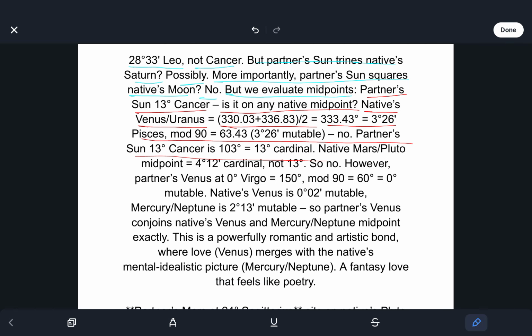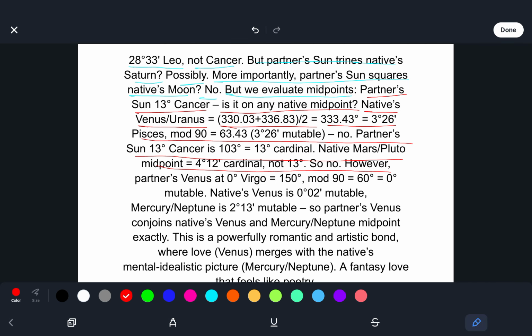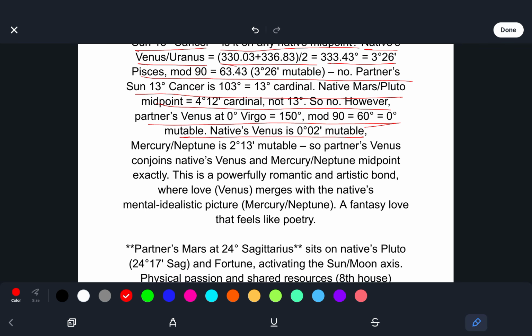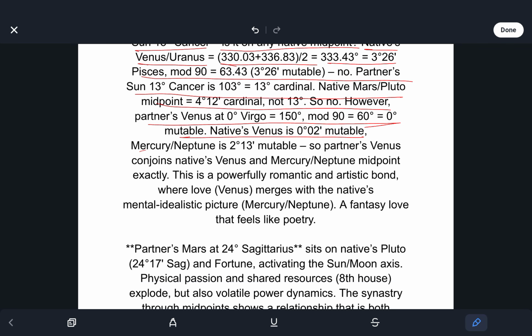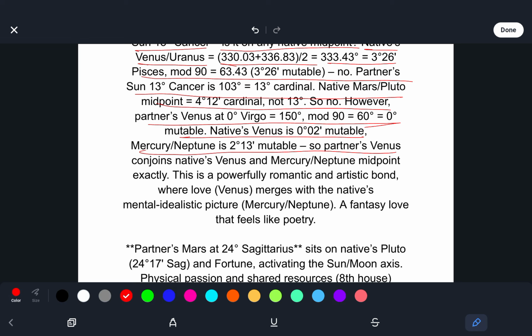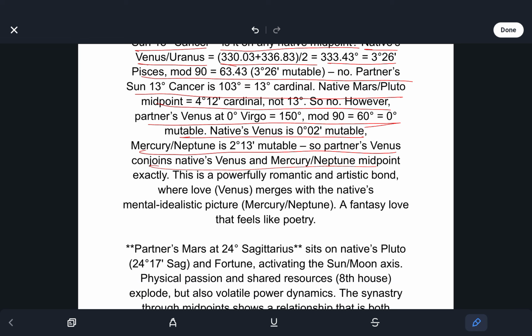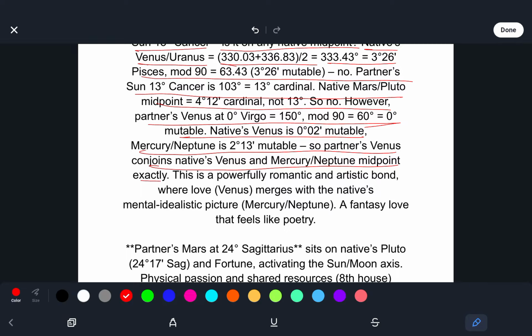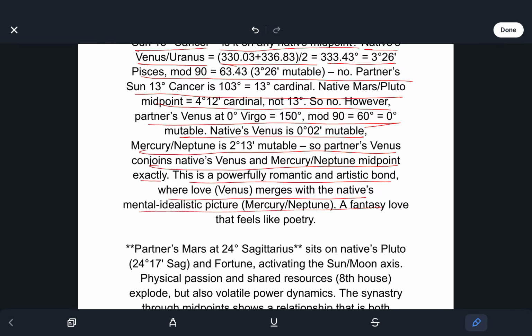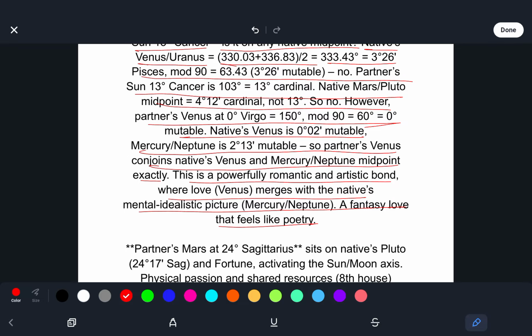Partner Sun? No. However, partner's Venus is at 0 degrees Virgo. Native's Venus is at 0 degrees 02 mutable. Mercury-Neptune is 2 degrees 13 mutable, so partner's Venus conjoins native's Venus and Mercury-Neptune midpoint exactly. This is a powerfully romantic and artistic bond where love, Venus, merges with the native's mental idealistic picture, Mercury-Neptune, a fantasy love that feels like poetry.